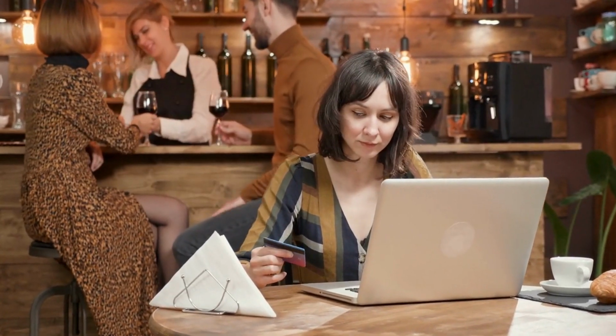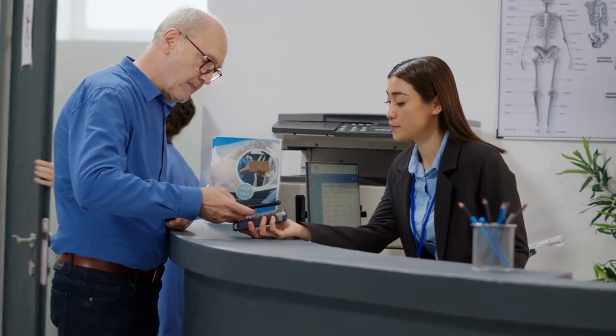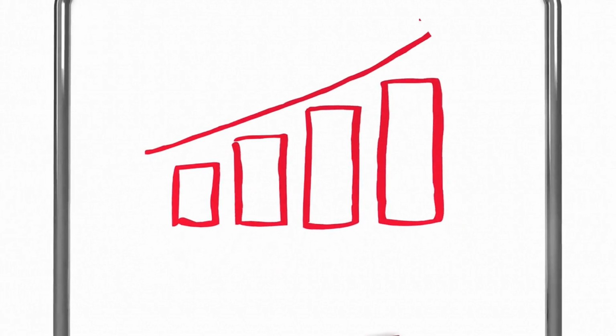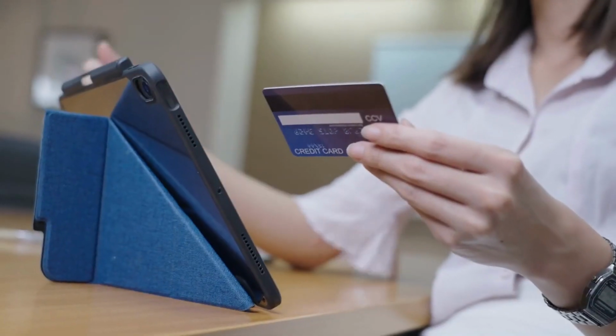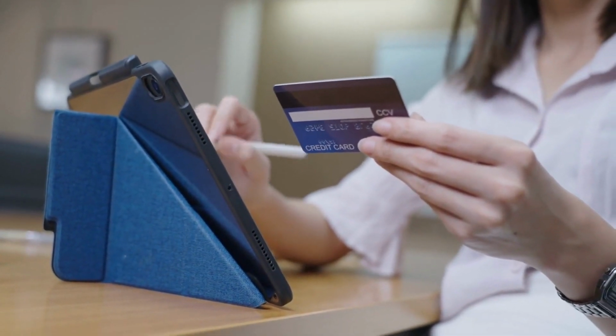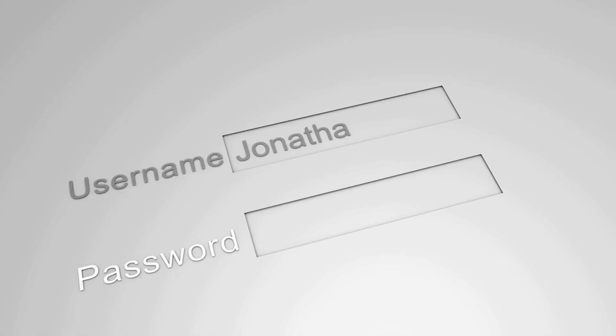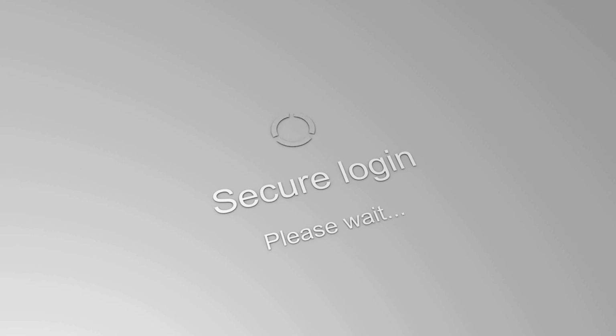There are a few things to consider when accepting credit card payments. Fees. Payment processing companies charge a percentage of each transaction as a fee. Make sure you understand the fees associated with accepting credit card payments so you can factor them into your pricing. Security. It is important to protect your customer's credit card information and ensure that their transactions are secure. Make sure you follow best practices for credit card security, such as using encrypted connections and not storing credit card information on your computer.